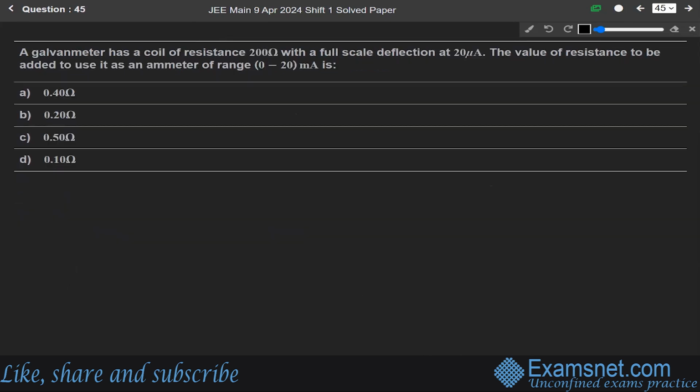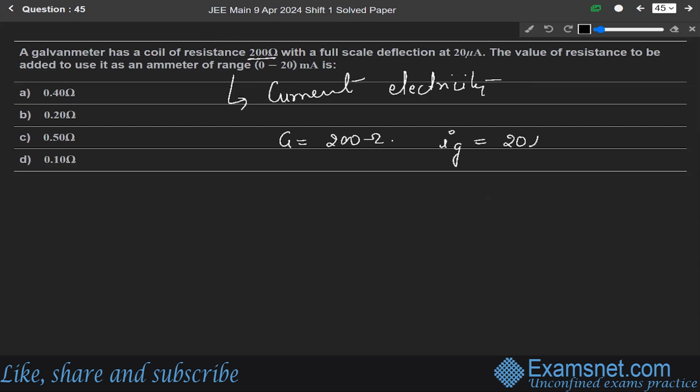Now 45th question. A galvanometer has a coil of resistance 200 ohm with a full scale deflection at 20 microampere. The value of resistance to be added to use it as an ammeter of range 0 to 20 milliampere is. Okay, so this question is from the chapter of current electricity. We are given a galvanometer having resistance 200 ohm. So G is 200 ohm here, and the full scale deflection current is given as 20 microampere.